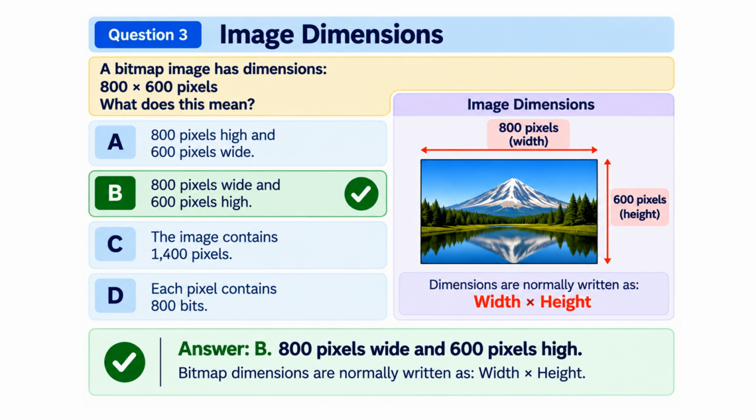Bitmap dimensions are normally written as width times height. So the first number tells us the width of the image, and the second number tells us the height. In this example, 800 is the width and 600 is the height. So remember, image dimensions are written as width by height, measured in pixels.